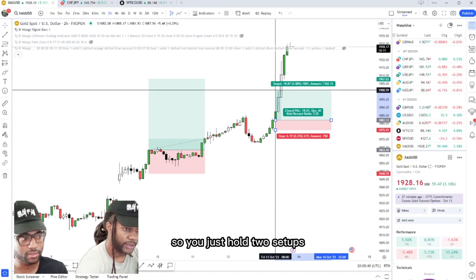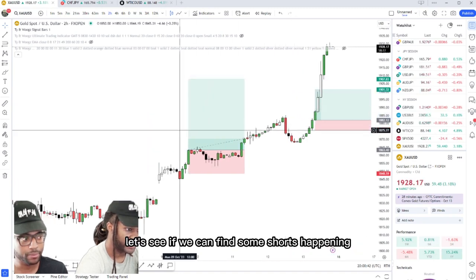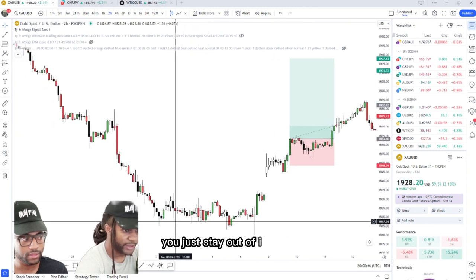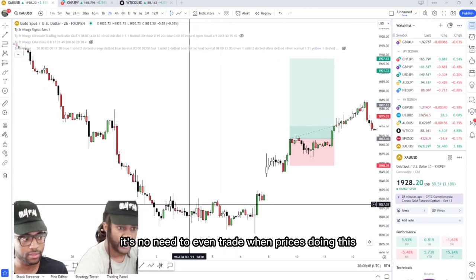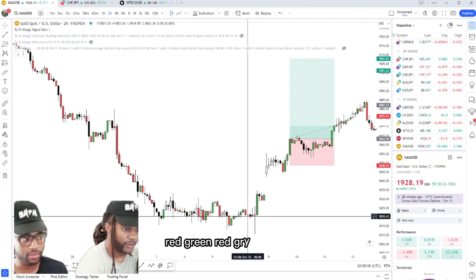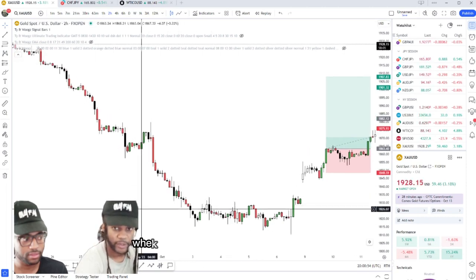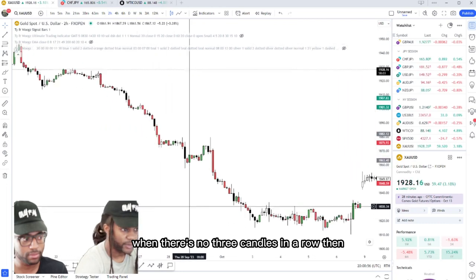So you just saw 2 setups. Let's see if we can find some shorts happening. So you go back. When you see price flickering, you just stay out of it. There's no need to even trade when price is doing this. It's just red, green, red, green, red, green, red, green. It helps you avoid the market when there's no 3 candles in a row.